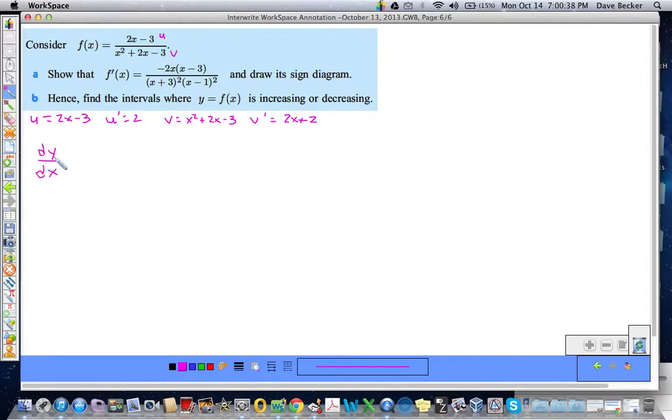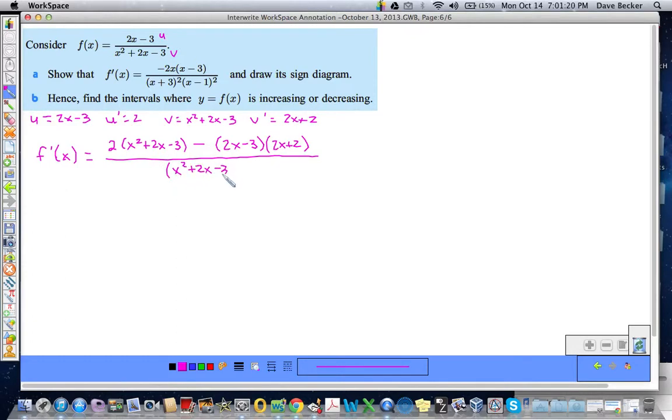So using the quotient rule, I'm not going to say dy/dx because it's already labeled as f of x, so I will say f prime of x, the derivative of f of x, is equal to v du. So that would be 2 times x squared plus 2x minus 3, minus u, 2x minus 3, times dv, 2x plus 2. And that is all over v squared, so x squared plus 2x minus 3, squared.